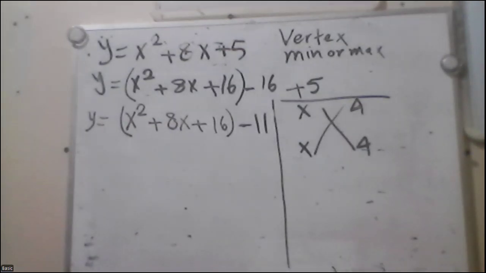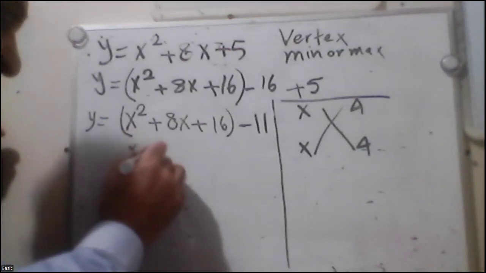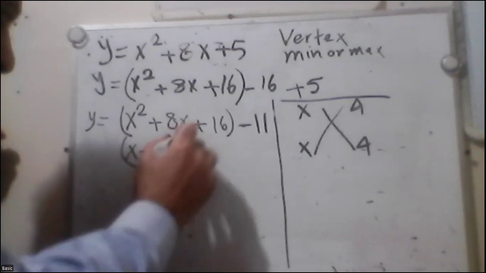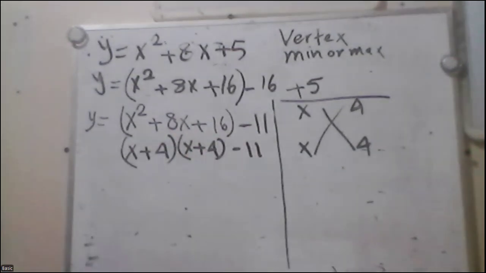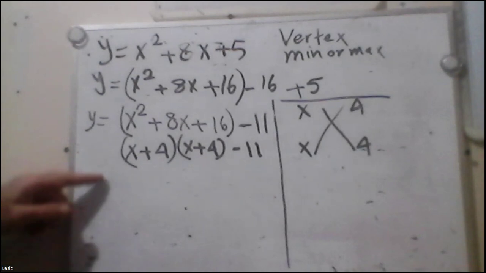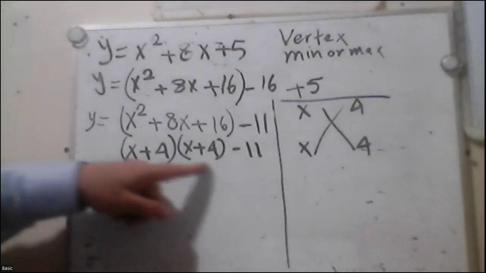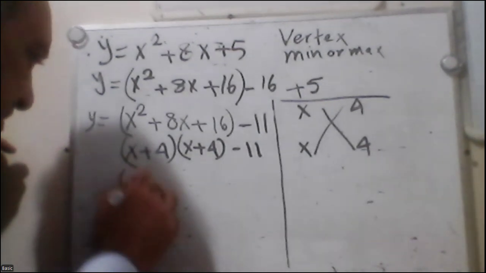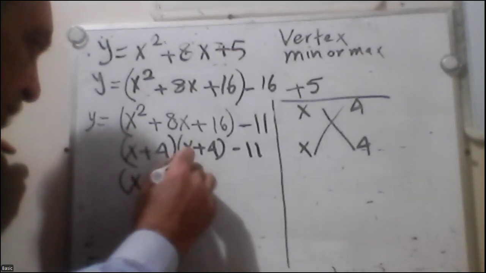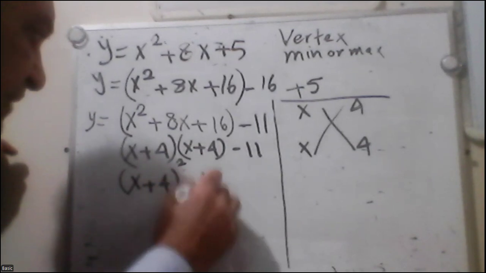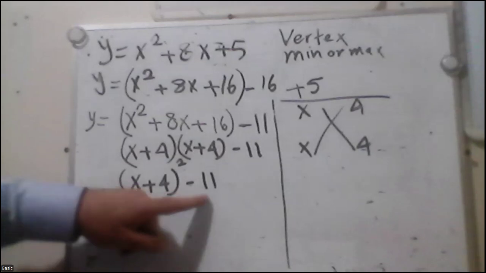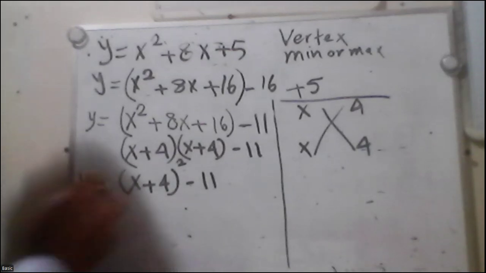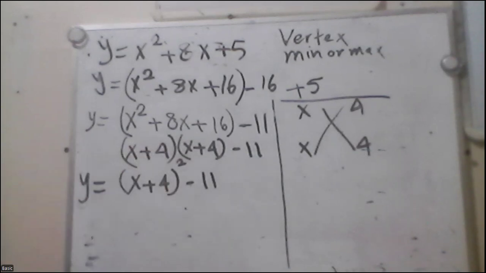Cool. That's very nice. So that means this amount is x plus 4 multiplied by x plus 4, minus 11. That's right. So this means that it is (x plus 4) all squared minus 11. That's true. I put it now in the quadratic form.